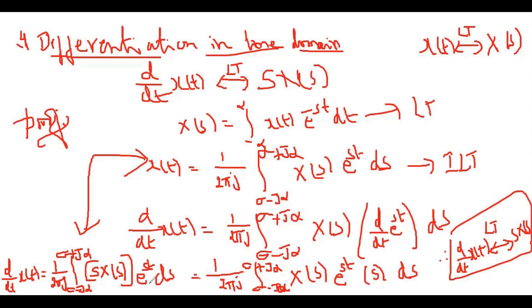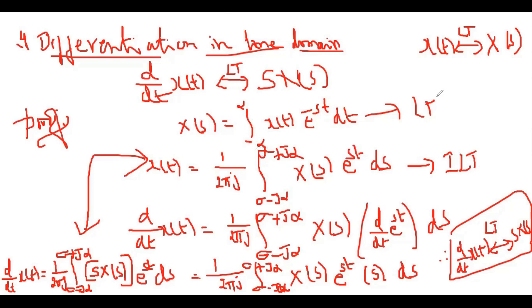But what we got after applying the derivative to the time domain function is a multiplication factor of s in the frequency domain function. So d by dt of x of t is a Laplace transformation pair with s into x of s. It is bilateral, my students. I'm not taking the unilateral.